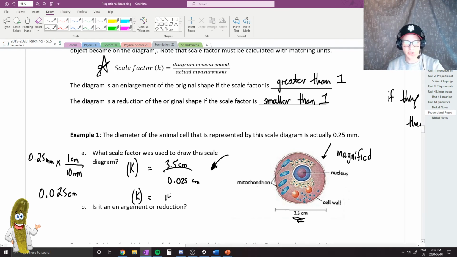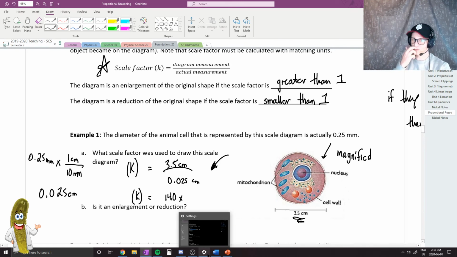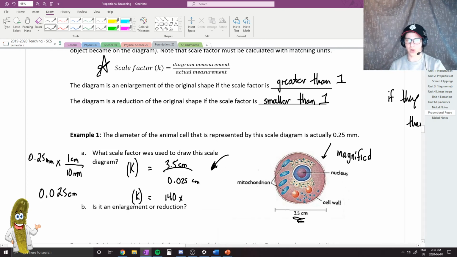And in fact, when you do this, you get a magnification of 140 times. And so the scale factor, or K, would be 140.